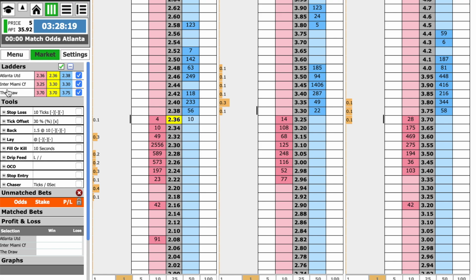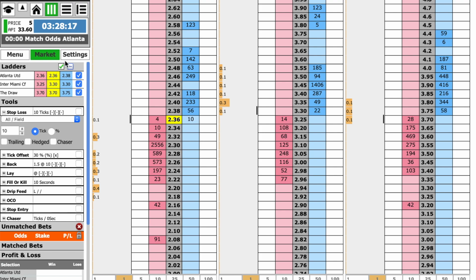Stop loss is on the left hand side of your screen in the tools section. You've got a couple of options here. You can choose a single horse or team to set the stop loss on. I genuinely have it all on all the field. You can choose it to be 10 ticks, that's my normal, or percentage, but the percentage doesn't always seem to work correctly, so I stick to the ticks and then I adjust it to where I need it.